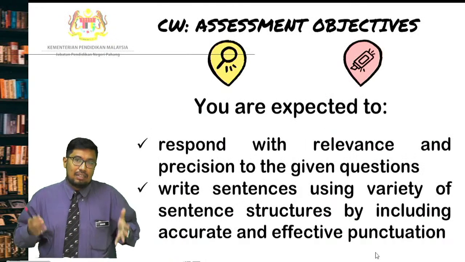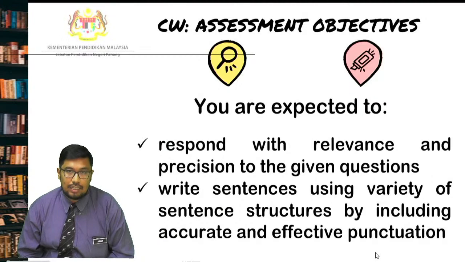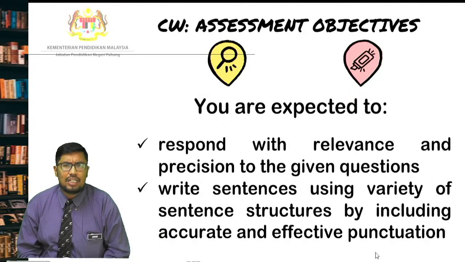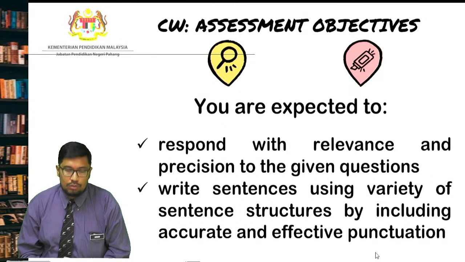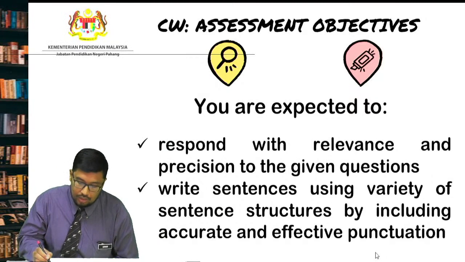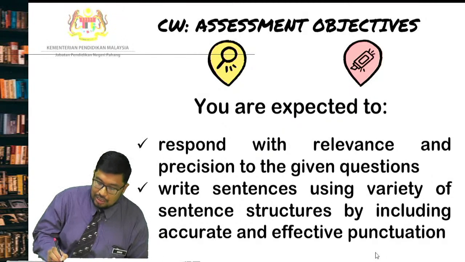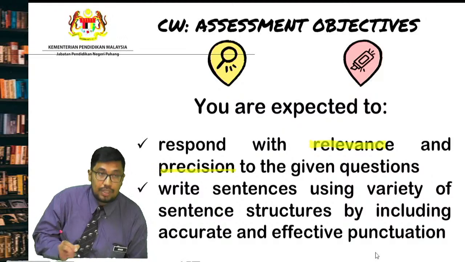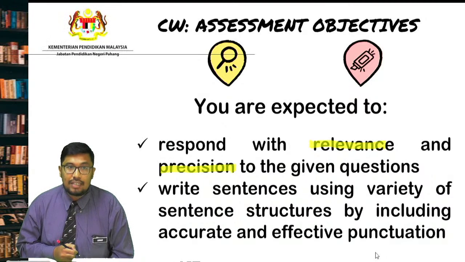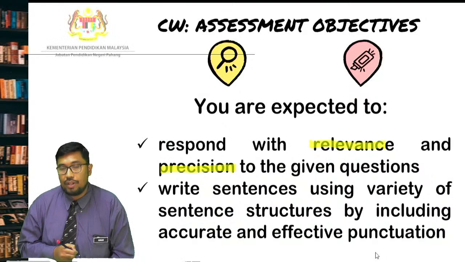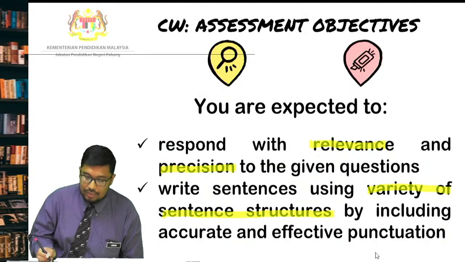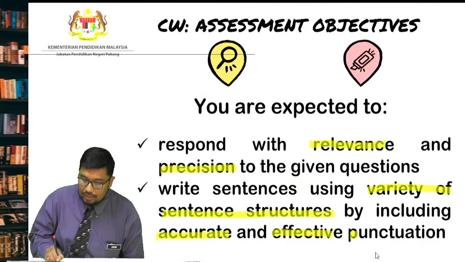Right. Firstly, let's look at the assessment objectives for continuous writing, Paper 1. There are a lot of assessment objectives, but for this afternoon, I am going to focus only on these two. The first one is that you, the candidates, are expected to respond with relevance and precision to the given question. In the first objective, the first keyword would be relevance, and the next one would be precision. And secondly, you are also expected to write sentences using a variety of sentence structures by including accurate and effective punctuation. So the next key phrase would be variety of sentence structures, also accurate and effective punctuation.